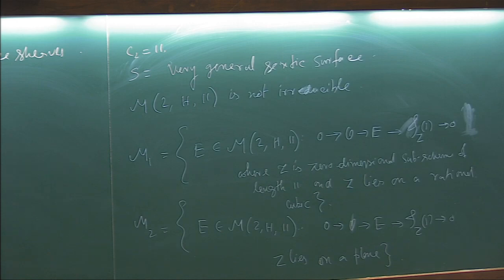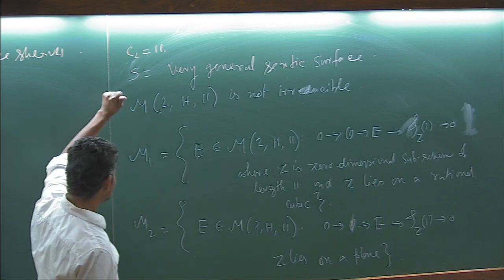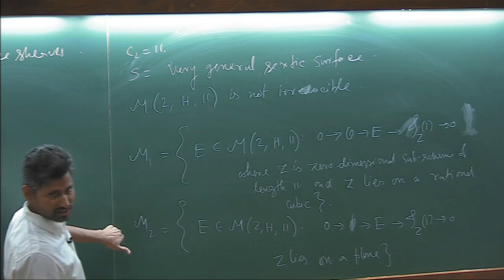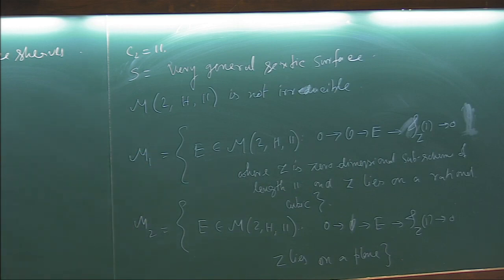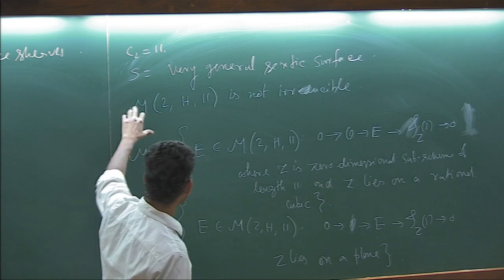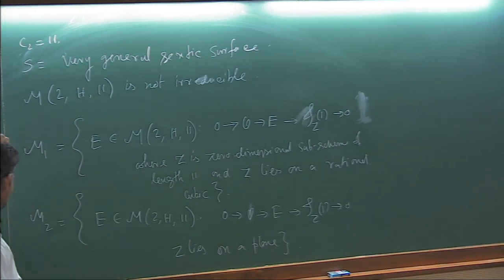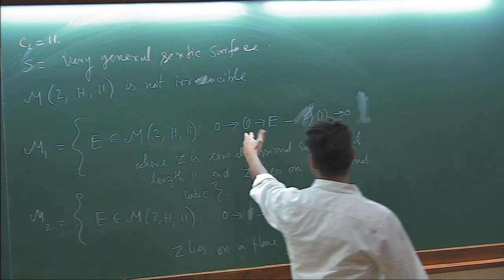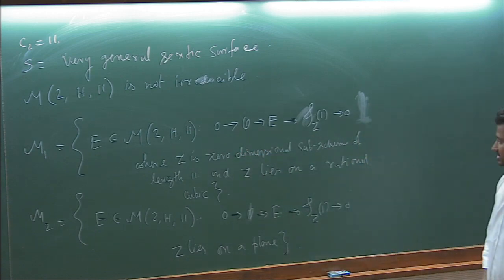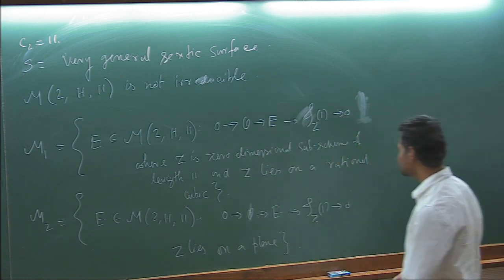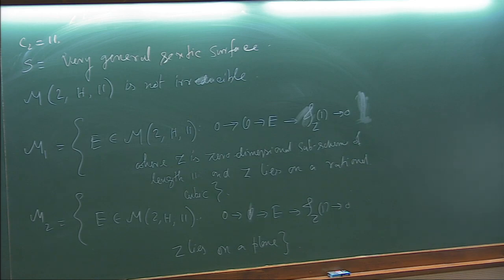So these are the two irreducible components they have computed, and they have conjectured that this moduli space has only these two components. One thing is that if any vector bundle belongs to one of these components computed by Simpson and Mestrano, then that bundle has a non-zero section, because they are obtained by this kind of extension.